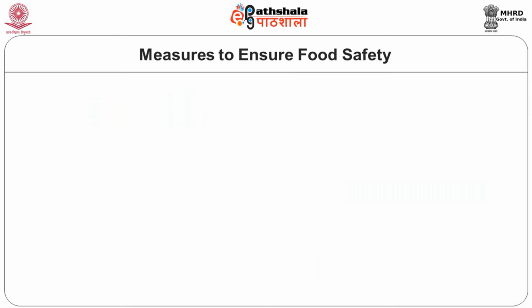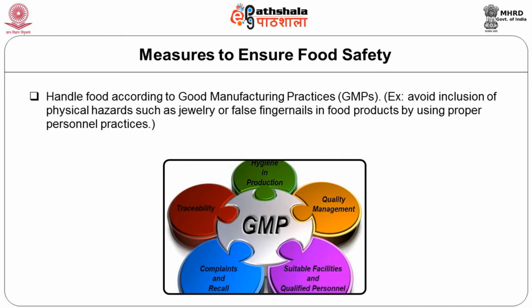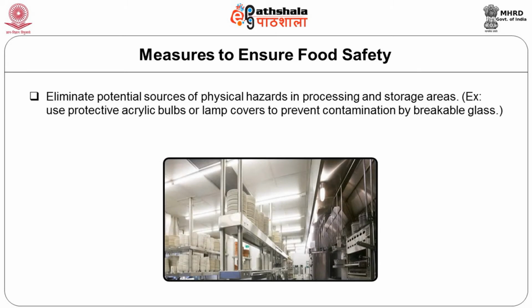Other measures to ensure food safety are handling food according to good manufacturing practices, that is, to avoid the inclusion of physical hazards such as jewelry or false fingernails or other products in the food items that are being manufactured by using proper personal practices. Eliminate the potential sources of physical hazard in the processing and the storage areas. For example, use protective acrylic bulbs or lamps with shades or covering to prevent them from falling into the food processing area and breaking into it.